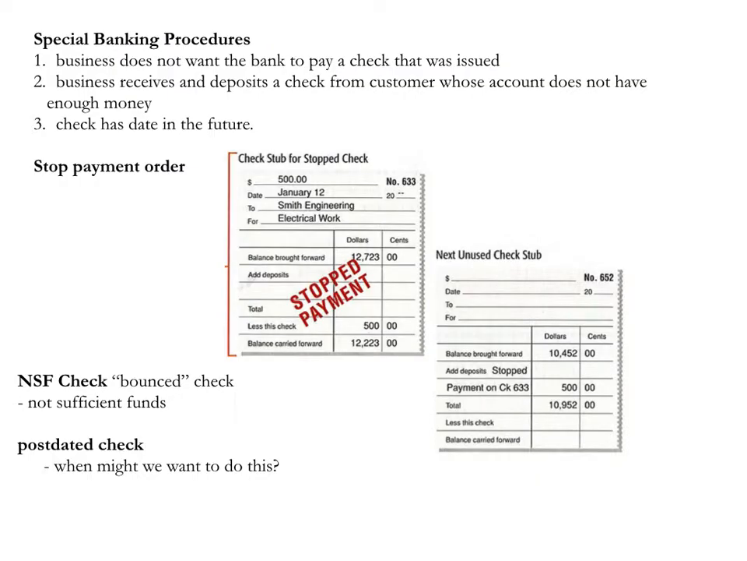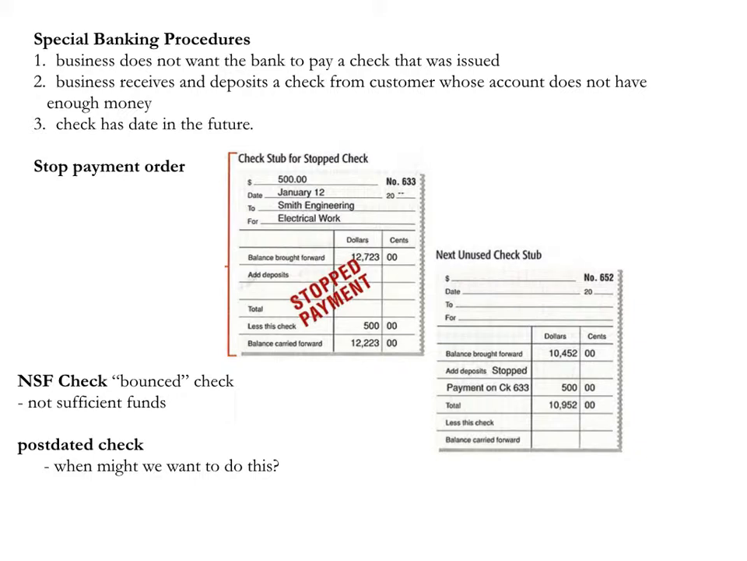All right. Some special banking procedures. Suppose a business does not want the bank to pay a check that was issued. If this is the case, they can order a stop payment order. Typically, there's a fee charged for this. And you can see the pictures here. On the check, obviously, has been already sent out, but on the check stub, you're going to write the words stopped payment. So you have in your records that that check should not be honored.